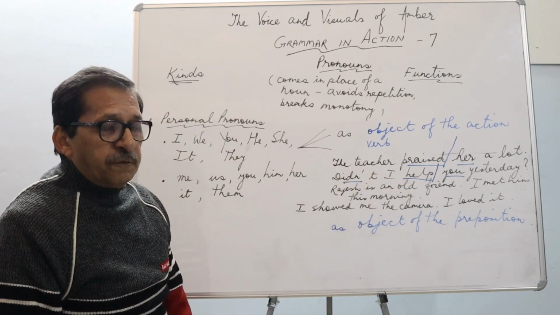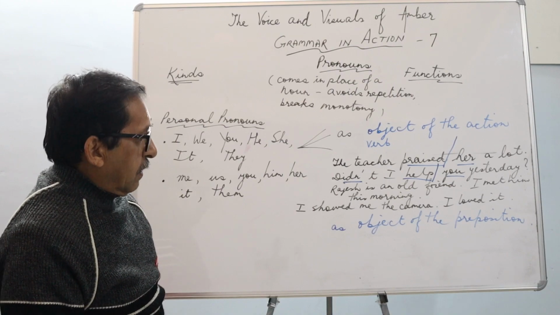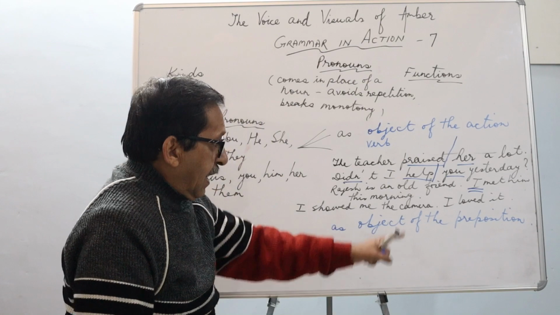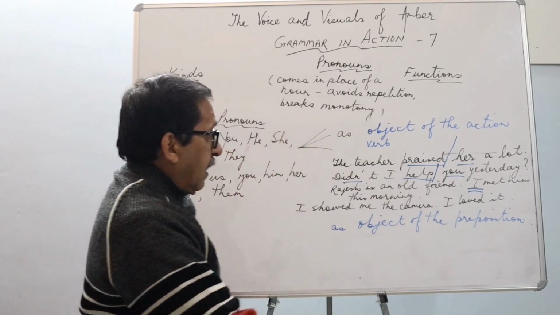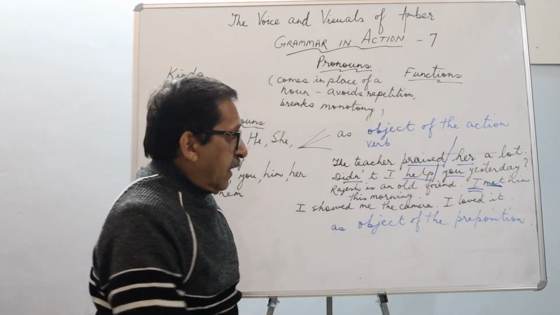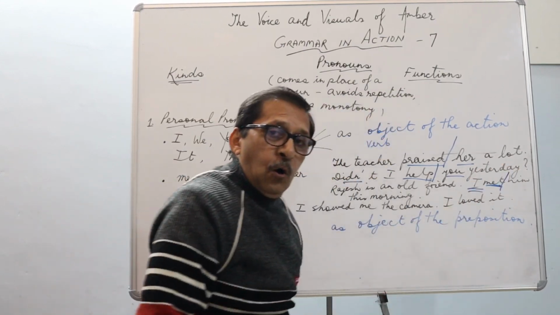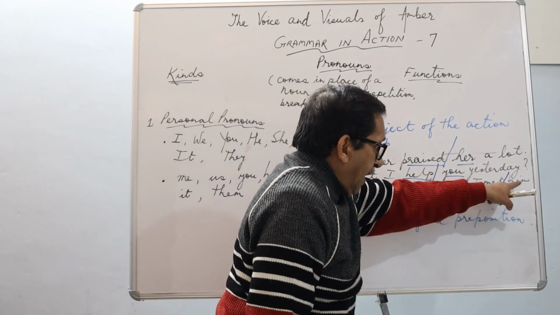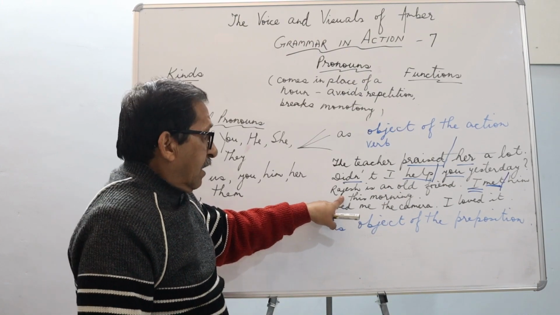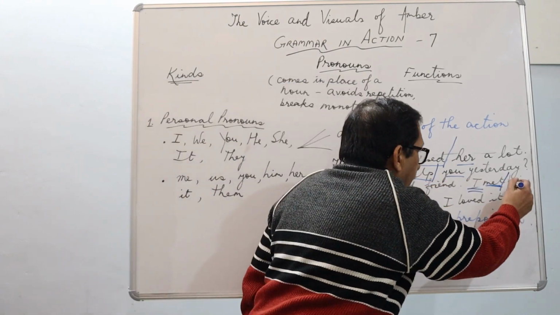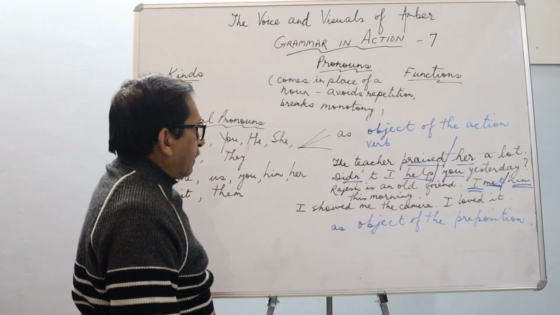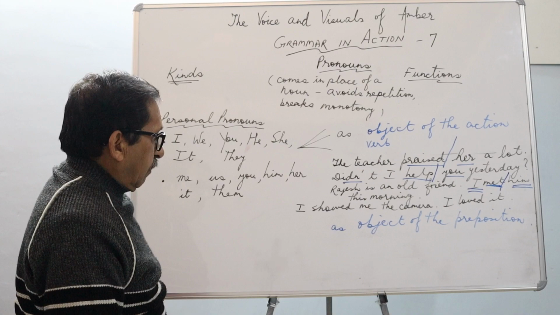Rajesh is an old friend. I met him this morning. So I is the personal pronoun acting as the subject of the sentence, and the verb is met. So met is the action verb. I met who? I met him, and this him is coming in place of the naming word or the proper noun Rajesh. So him is again the personal pronoun acting as the object of the action verb.